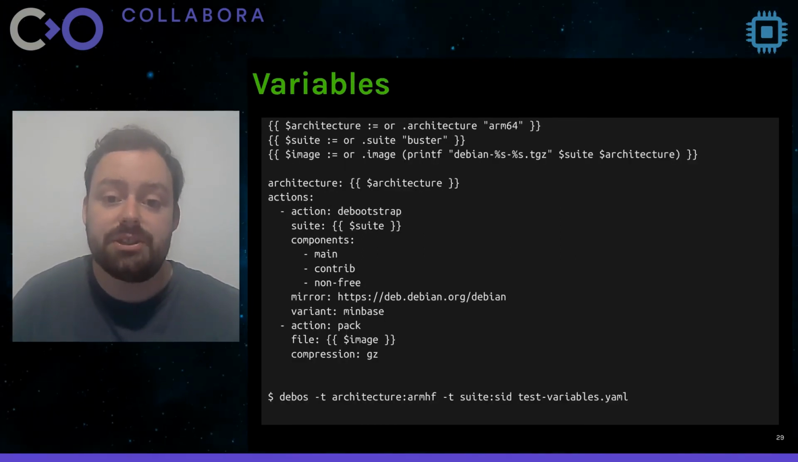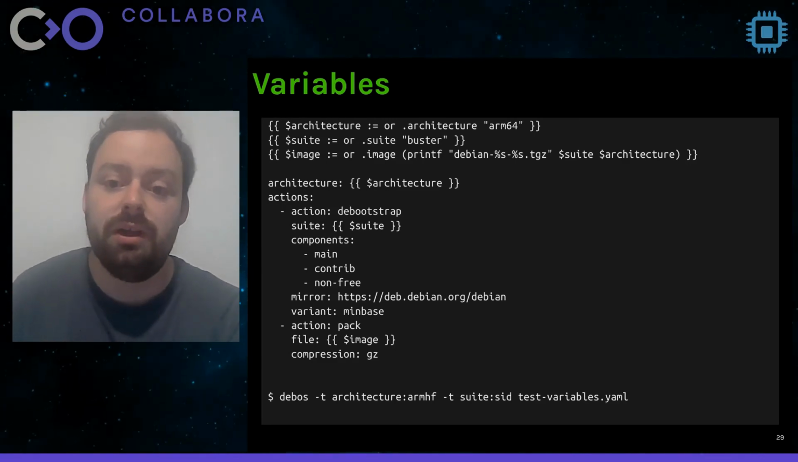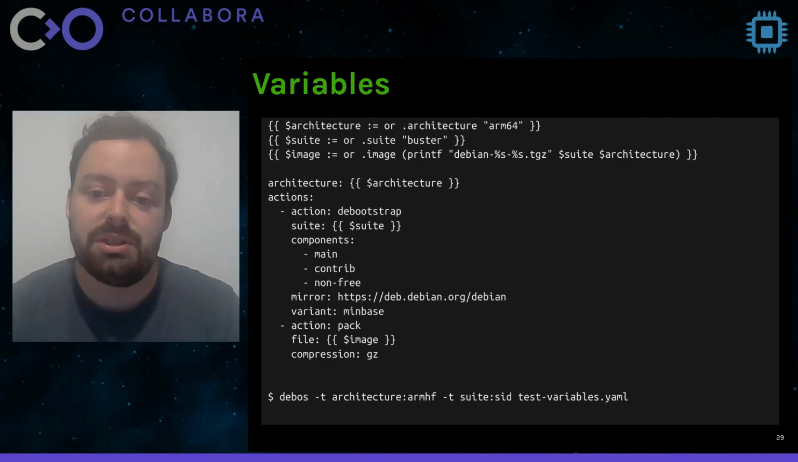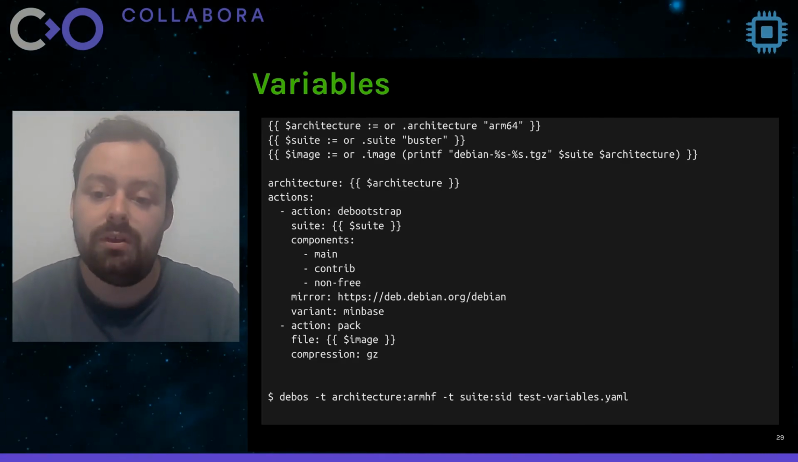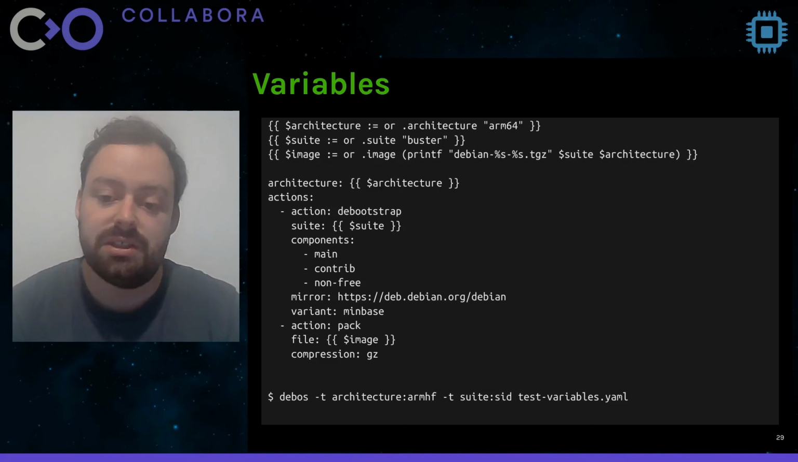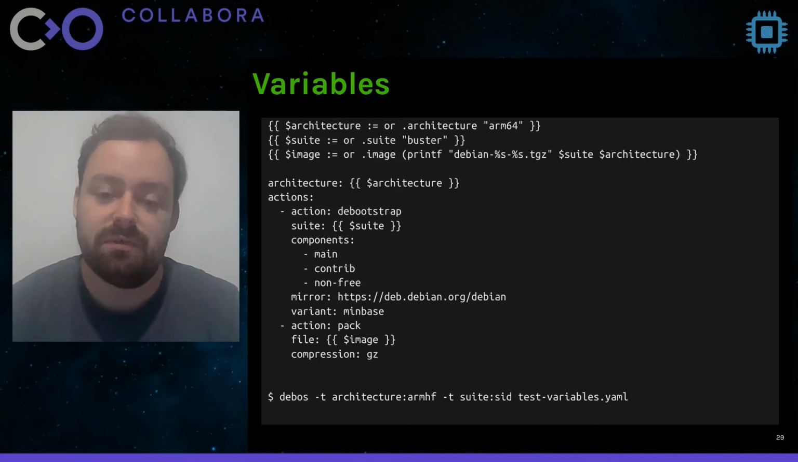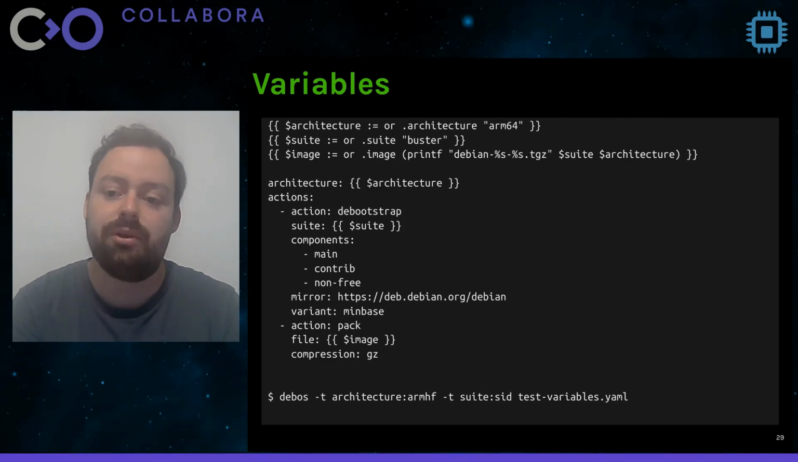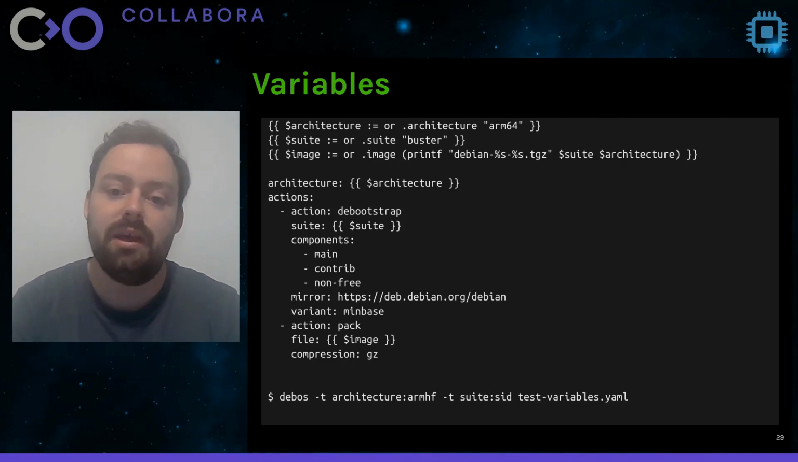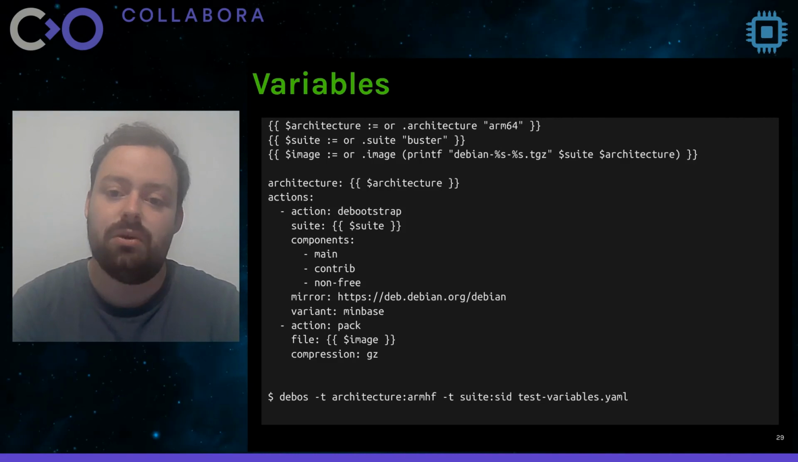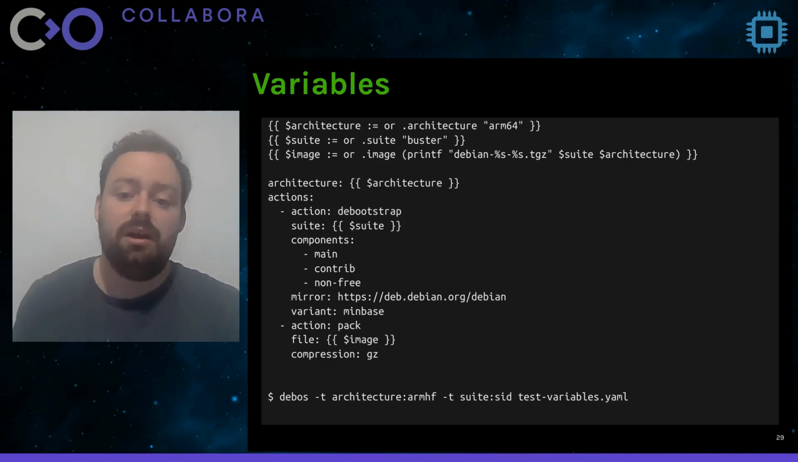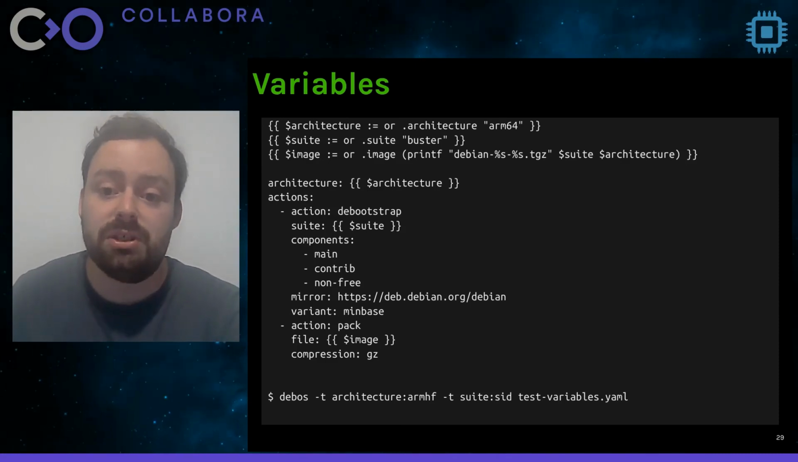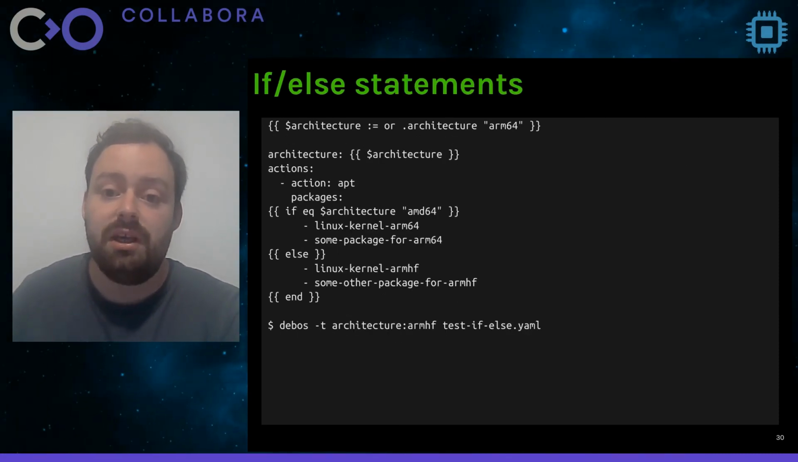Then here is an example of variables. So you can define variables and you can use the variables inside the recipe. You can pass the values to these variables on the command line, and you can also do things like printf. There's an example there where we generate the file name based on two other variables, so that's quite nice. You've also got some defaults at the top, so the default of those two values.